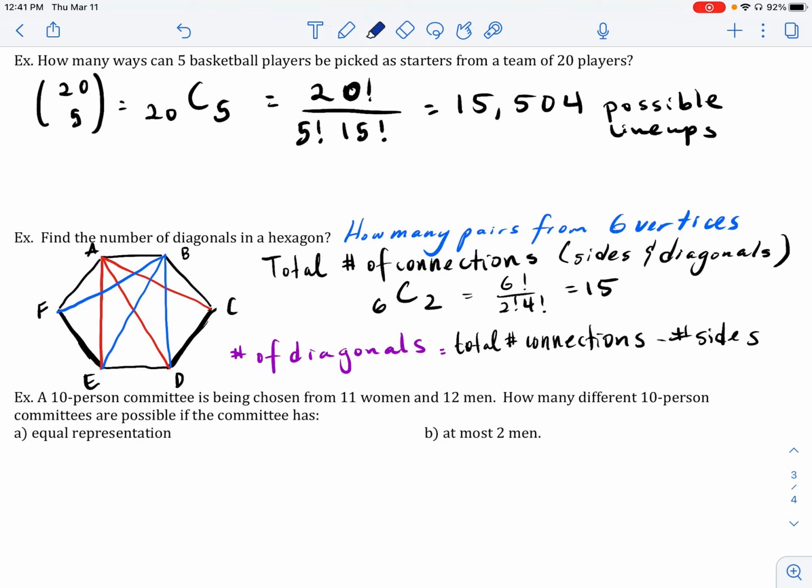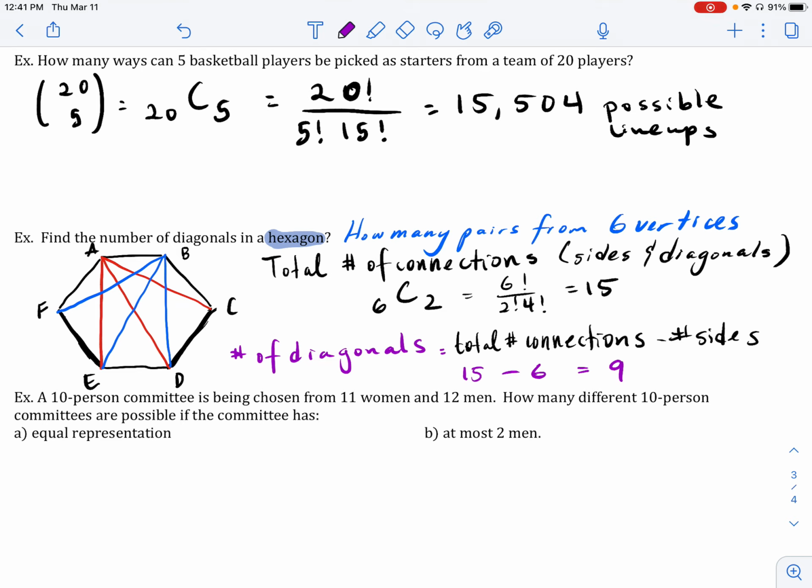This is a hexagon. How many sides are in a hexagon? You should know that that's 6. So if we would just say, and let me write this in purple, this would be the 15 connections total minus the 6 sides. And so this would be 9 diagonals, right?